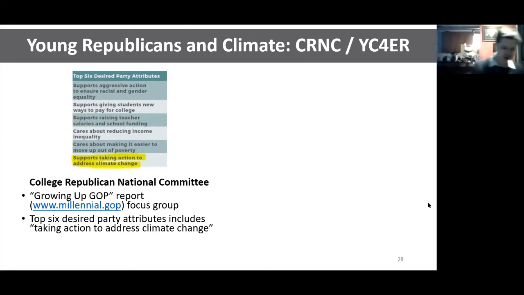One of the questions in the focus groups was, what are the top 6 desired attributes you'd like to see in the party? And at number 6 on this list, out of, I don't know how long the list was, but I'm sure it was way more than 6, making the top 6 was takes action to address climate change, which I thought was very telling.